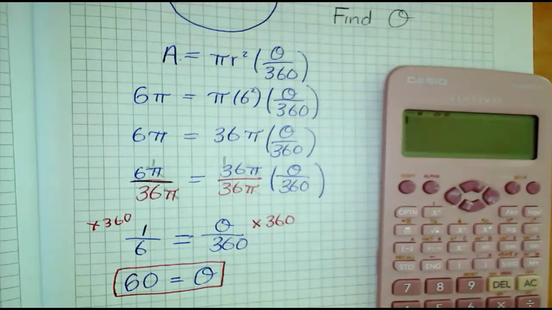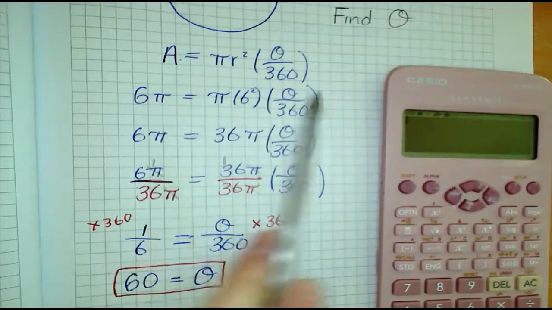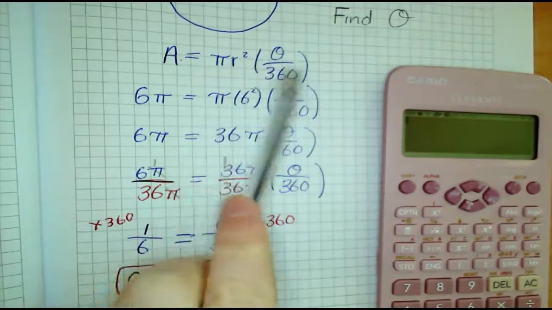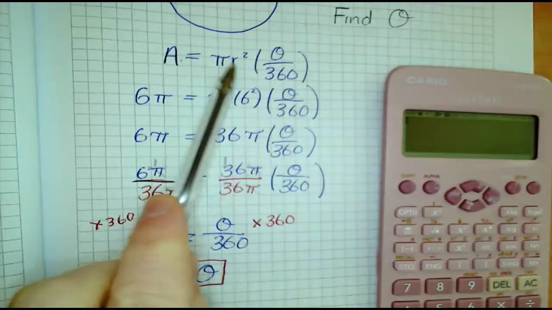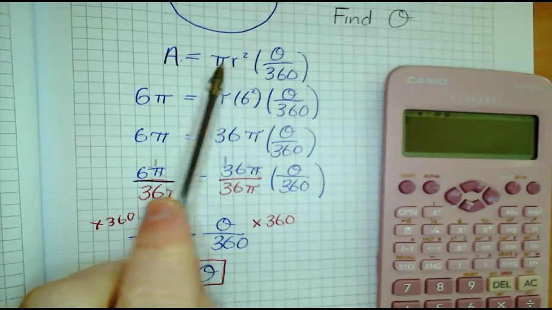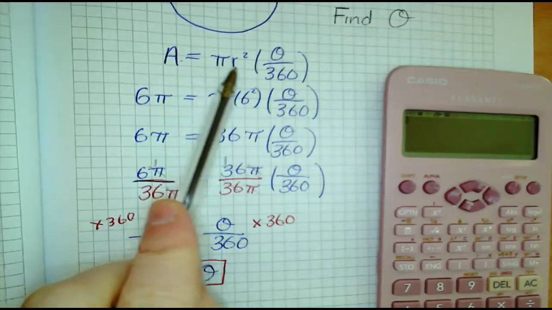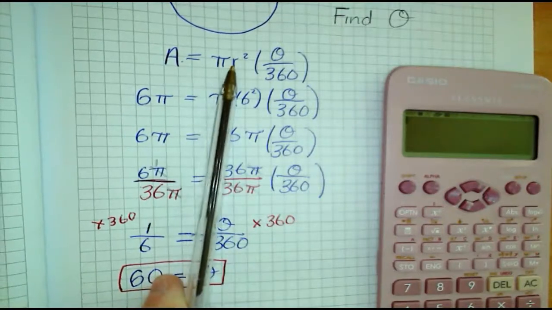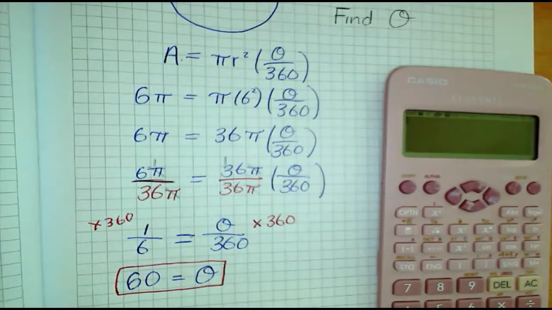So I go to my log tables and I find the formula. The formula tells me that the area of a sector is equal to pi r squared, multiplied by theta divided by 360. Brackets mean multiplication. And when there's no sign between the pi and the r squared, the secret sign there is multiplication. If there's no plus or minus sign there, it always means multiplication.